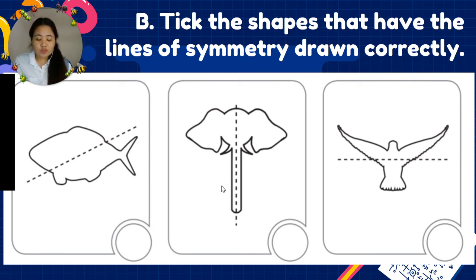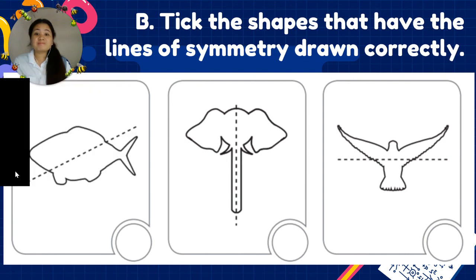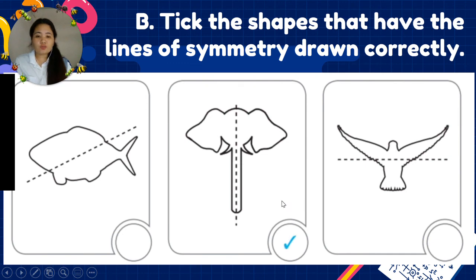Next one, what is this? That is an elephant. As per the drawing, is an elephant a symmetrical shape? Yes, so it has two ears. It has two tusks. Then his long nose. So it has the same shape. So that means an elephant is a symmetrical shape. Good job.